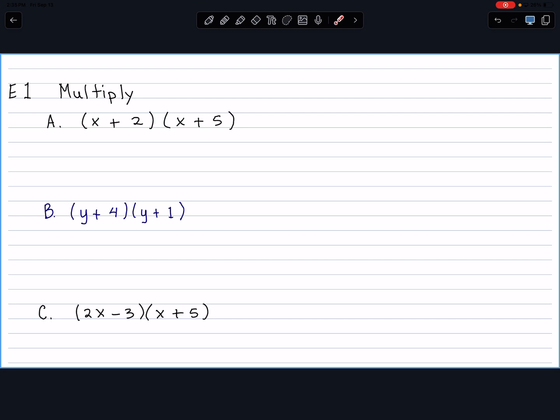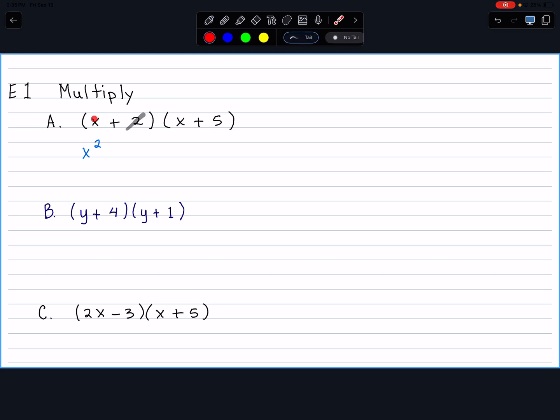Here's how it works. In general, the big idea is you're going to take everything in here and multiply it to everything in here. Here's how we tend to do it. The first thing I'm going to do is look at that first binomial, and I'm just going to ignore the 2 for right now. I'm going to take this x and multiply it to both terms. So x times x is x squared. Remember, we add the exponents.